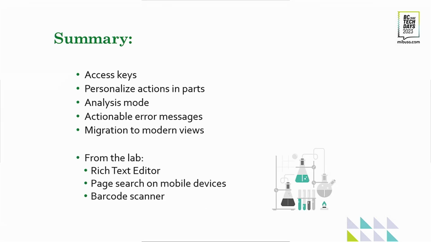So today we saw a lot of features that we introduced in version 22, boosting productivity through using access keys with key tips and personalization of actions in parts, also analysis view. And then we talked about actionable error messages, how you can help your users to be more productive. And remember, for those of you who haven't already, migrate to modern views, as legacy views will be deprecated. And then we saw a lot of new features that are from the lab, such as rich text editor that's coming to you now, page search on mobile, and of course, barcode scan. So that was our agenda for today.